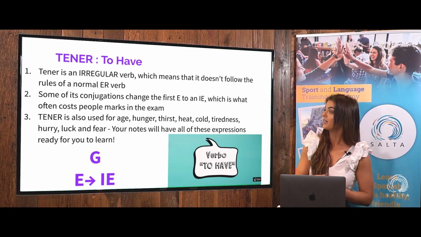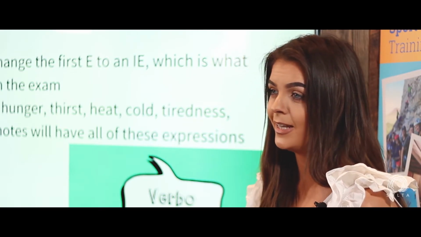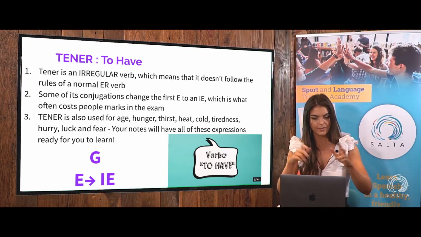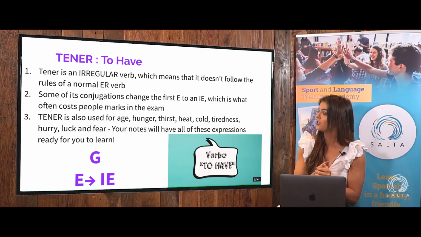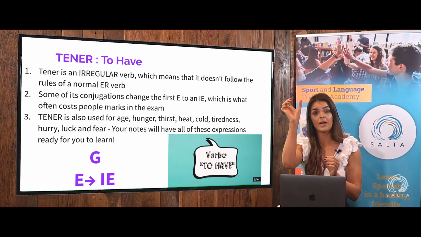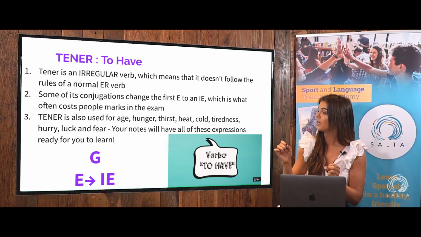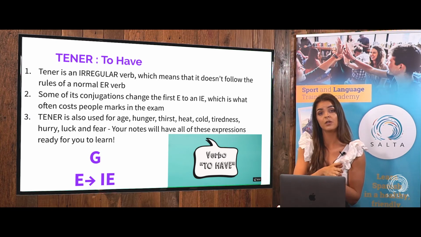So we have tener. Tener is an irregular verb. So it's a rebel verb, let's say, and it means that it doesn't follow any of the normal rules of a normal ER verb. So some of its conjugations, and a conjugation, in case you don't know, is when we take the name of the verb and start changing it to talk about the person who's doing the verb, will change the first E to an IE, which is what often costs people marks in the exam.